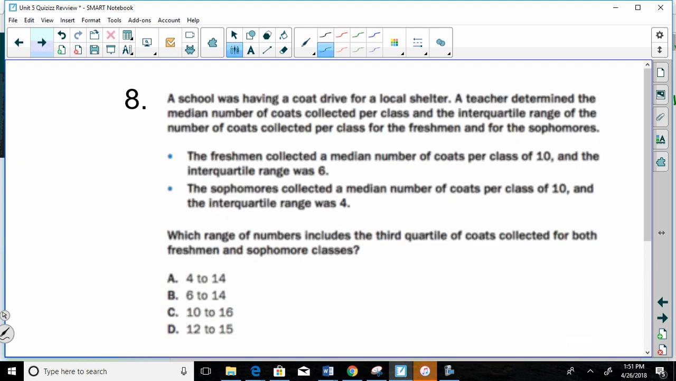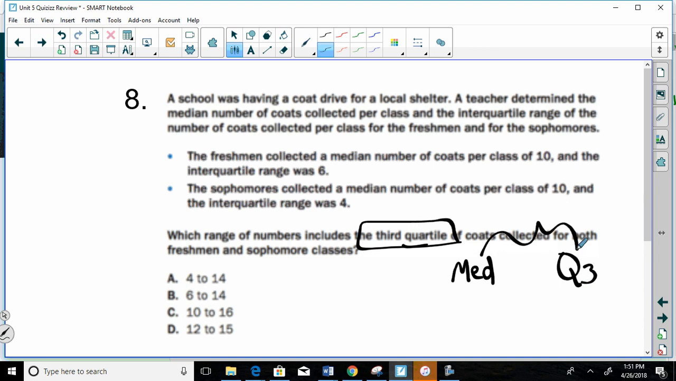All right, so this is talking about range of numbers, and they're talking about quartiles. Remember, there's 4 quartiles. What percent of data is in each quartile? 25%, because it's quarters. They're asking which range of numbers includes the 3rd quartile of codes collected for both freshman and sophomore. Remember, from your median to Q3 is your 3rd quartile. That's 25%. So what's your median of your first one?